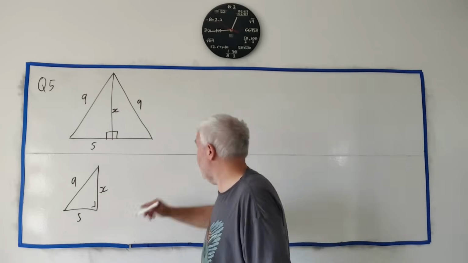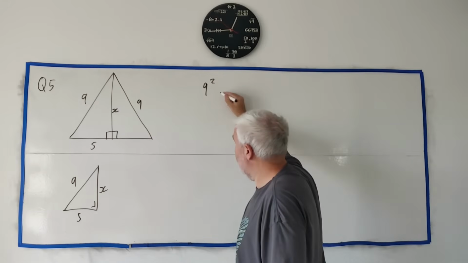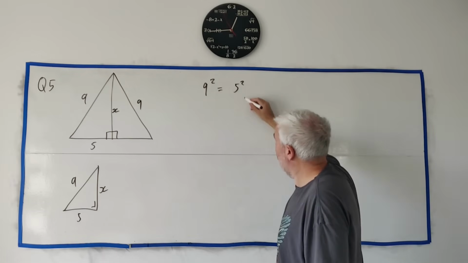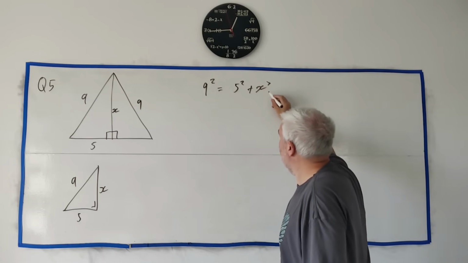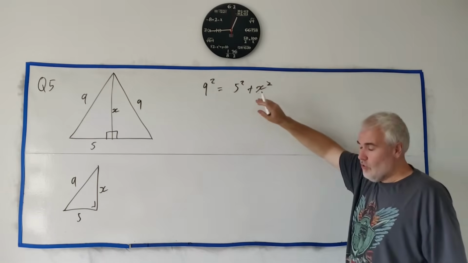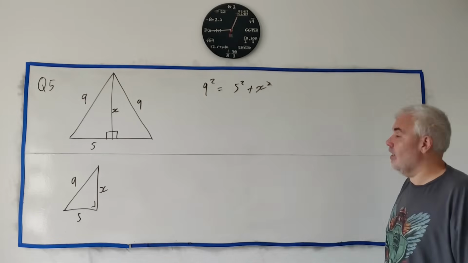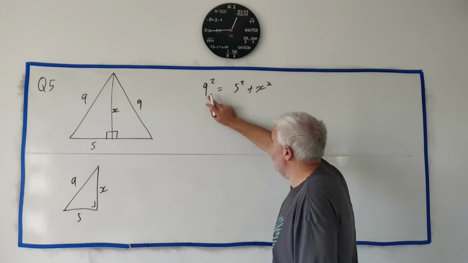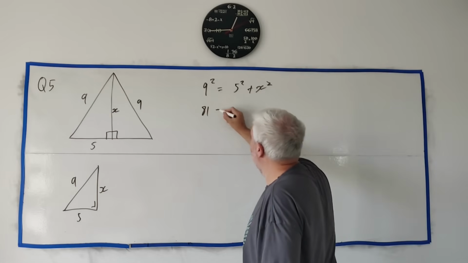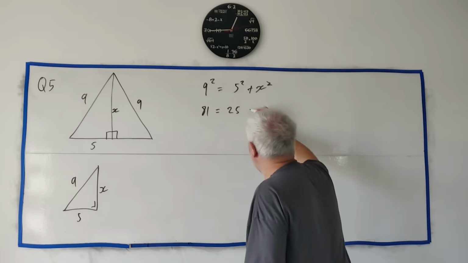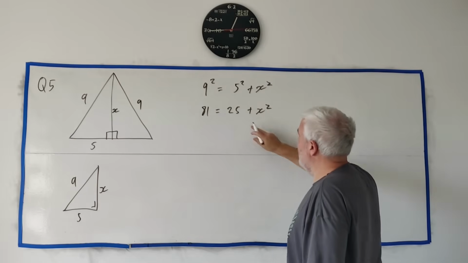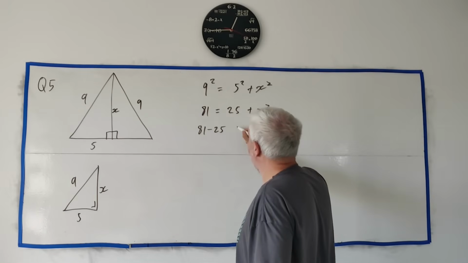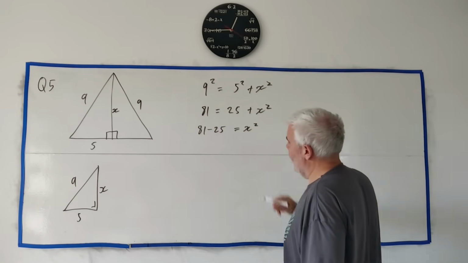It's the longest side, 9 in this case, squared, must equal the other two sides, 5 squared plus x squared. We can solve this, just one unknown. We can rearrange things, get x on its own and solve this. Let's clean it up first. 9 by 9 is 81. 5 by 5 is 25 plus x squared. Let's move the 25 over. We get 81 minus 25 equals x squared.